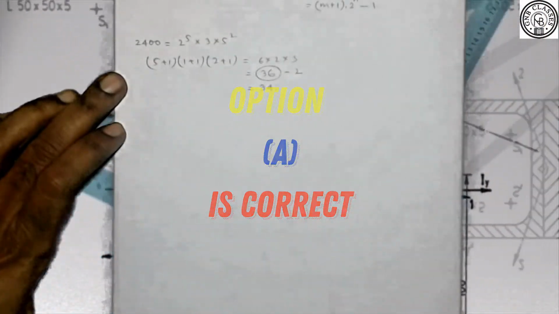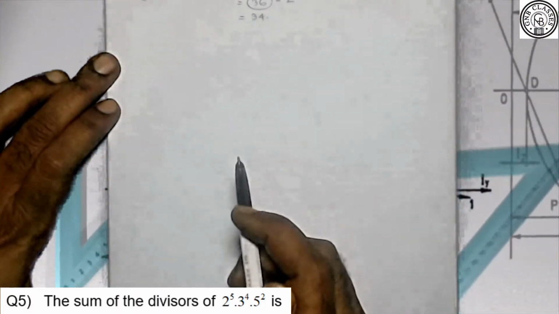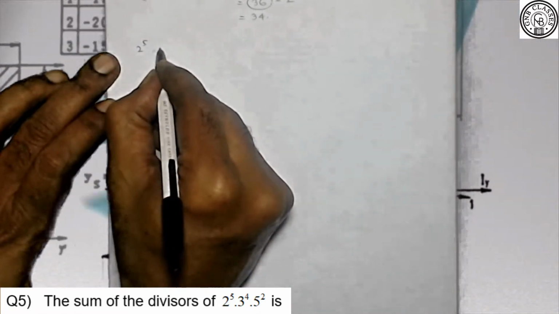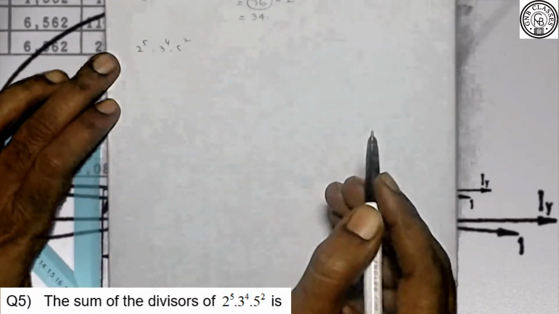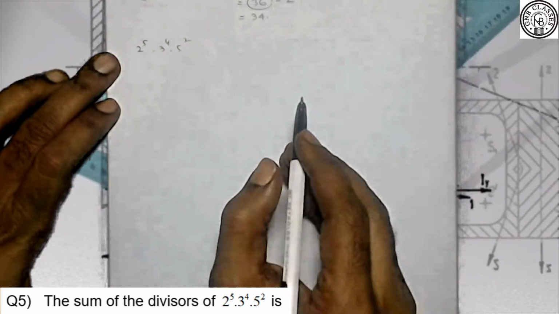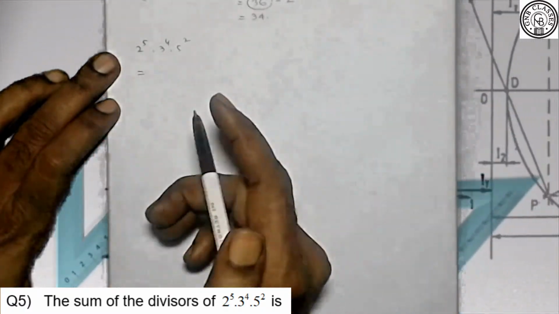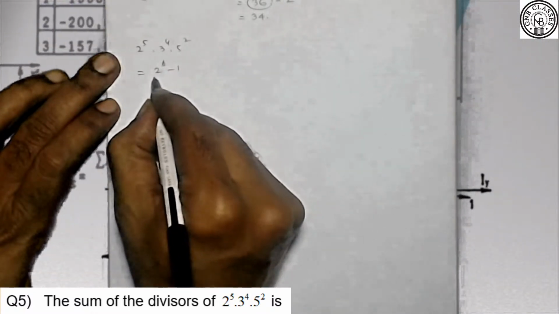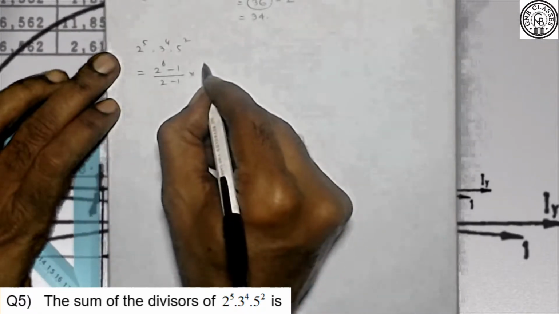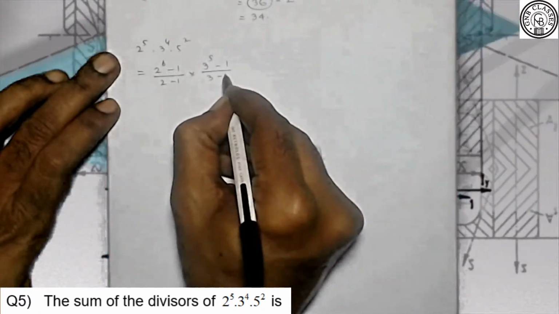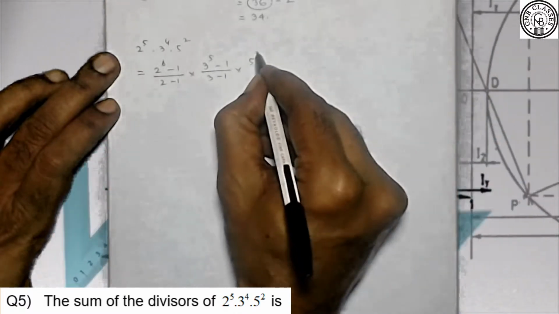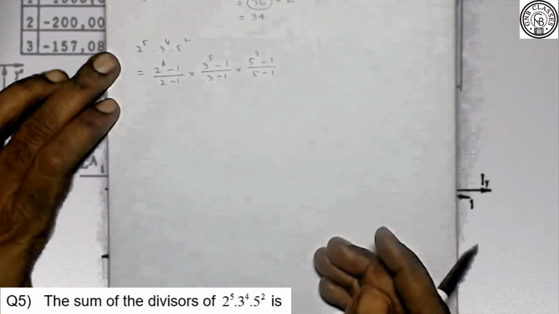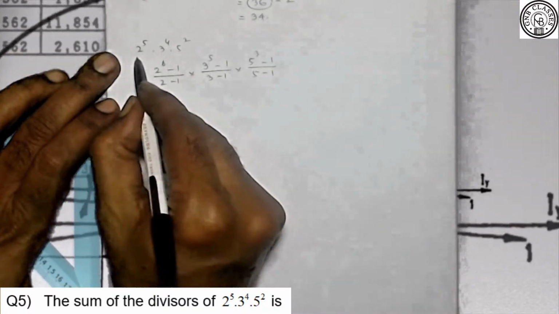Now see question number 5. Again, it's a straightforward question. The sum of the divisors of 2 to the power 5 into 3 to the power 4 into 5 square. You have to find the sum of the divisors. So what will be the answer? Straight away I am applying the formula. So we are having 2 to the power 6 minus 1 divided by 2 minus 1, into 3 to the power 5 minus 1 by 3 minus 1, into 5 to the power 3 minus 1 divided by 5 minus 1. This is the sum of all the divisors of the given number whose prime factorization is given by this.